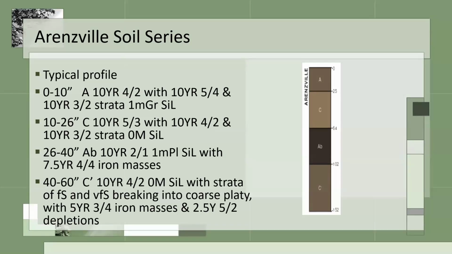And then 40 to 60, we have a C prime, a second C horizon, different parent material. 10YR 4/2 massive silt loam with strata of fine sand, very fine sand, breaking into coarse platy chunks with 5YR 3/4 iron masses and 2.5Y 5/2 depletions. So getting pretty ugly down there.